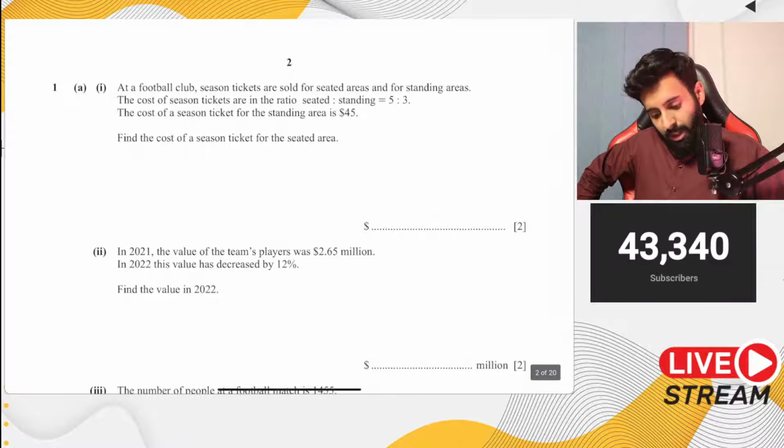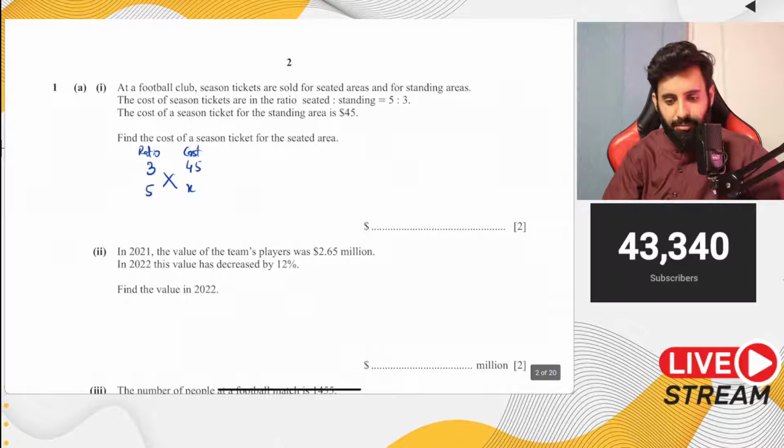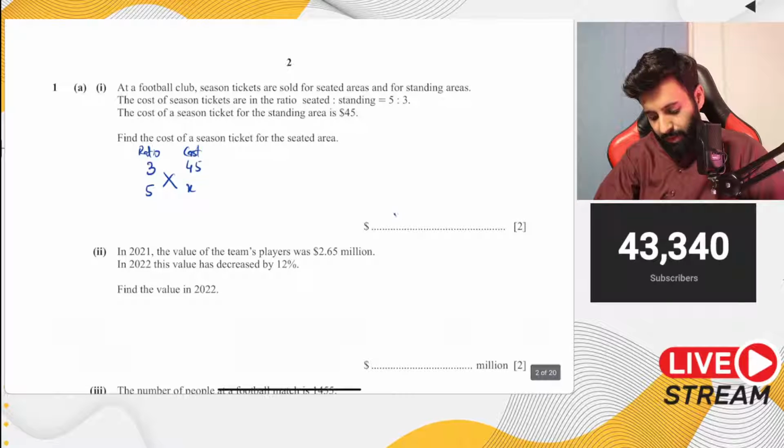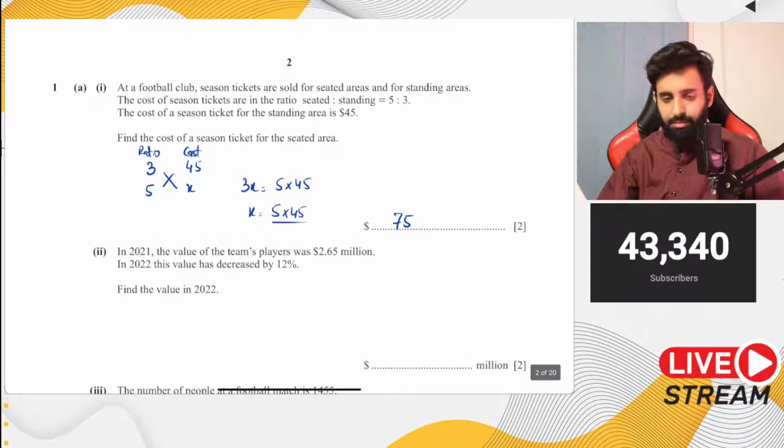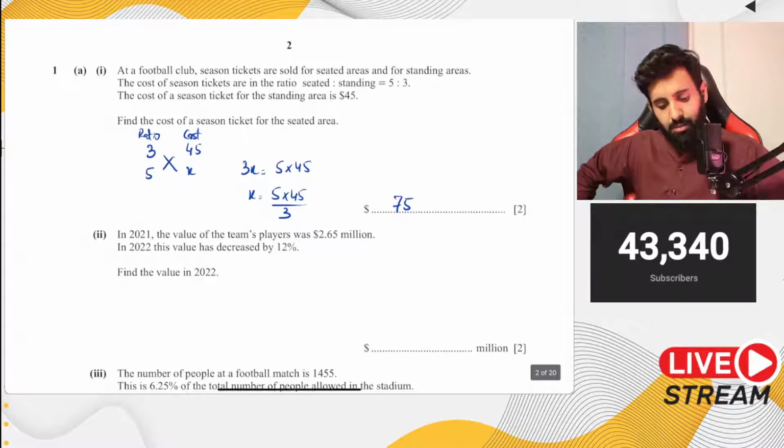Okay. So that means that 3 parts is actually equal to what? Is equal to 45. So here you write down the ratio. Okay, and here you write down the actual cost. So 5 is x. Alright, so that's it. Just cross multiply. So you have 5 into 45, which is divided by 3. So that's equal to what? That's equal to $75. Okay, so 3x equals to 5 into 45, whatever that is. So x equals to 5 times 45 divided by 3. Okay, easy peasy.